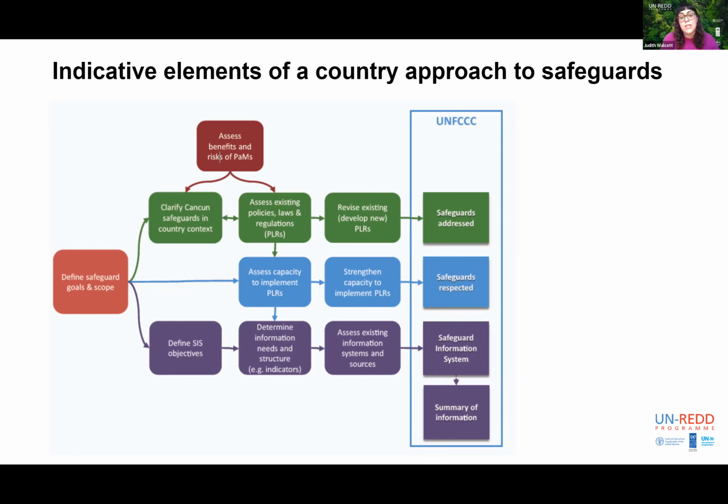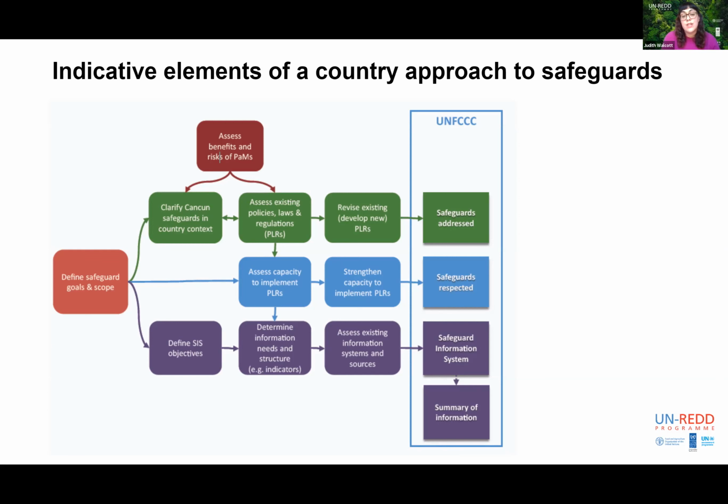And then depending on what the objectives are, different processes and different activities can be implemented to help ensure that safeguards are addressed, which means that on paper, through the policies, laws, and regulations, as well as institutions, safeguards are being properly addressed. But again, it could be just for the UNFCCC safeguards, it could be beyond that through more integrated approaches to address multiple safeguards requirements.